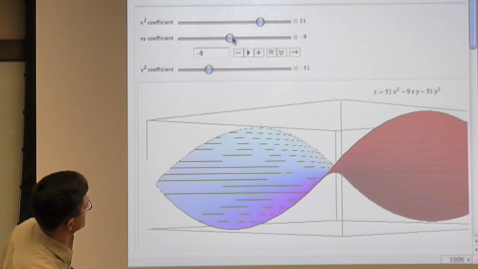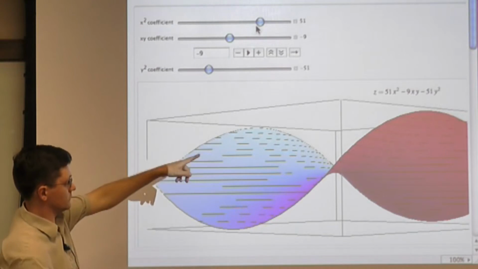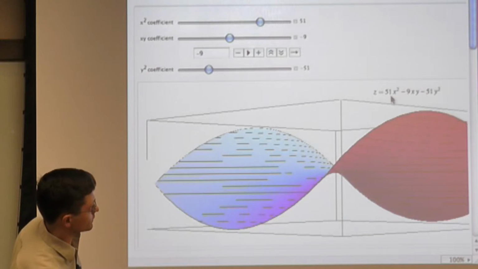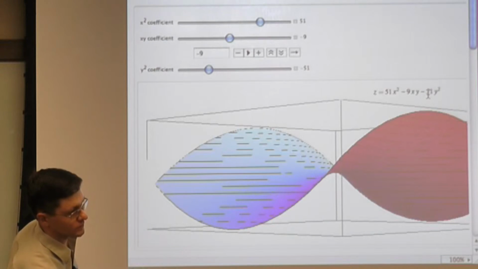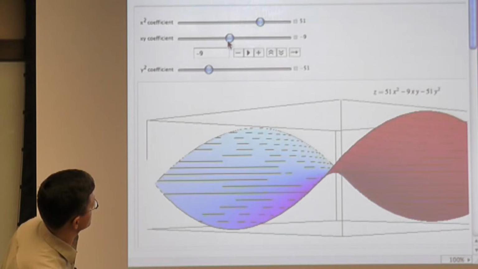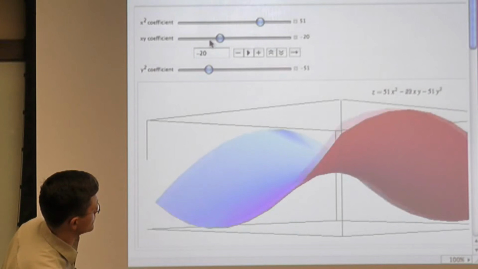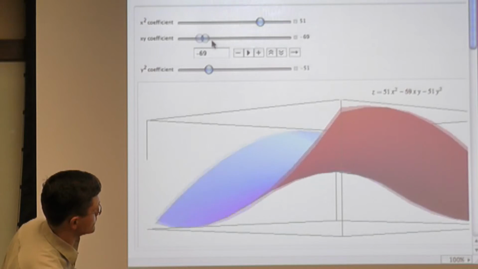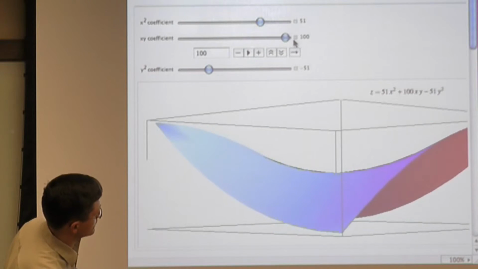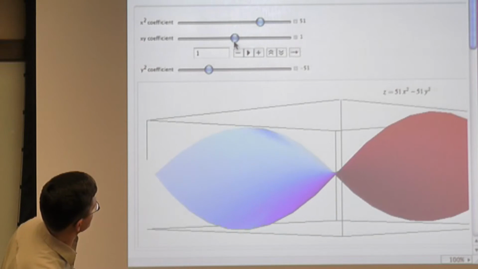But the thing is that you cannot decide in general about a function like this just by looking at coefficients with x squared and y squared. So sometimes the result will be a saddle, but sometimes it will be maximum or minimum. Not in this case, I cannot make it maximum or minimum.